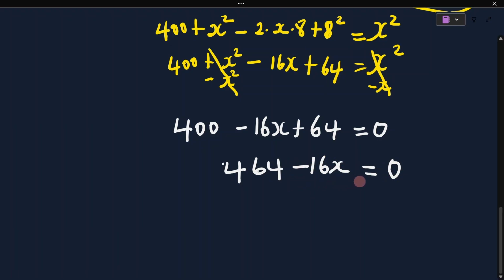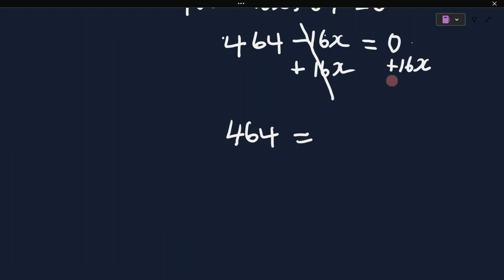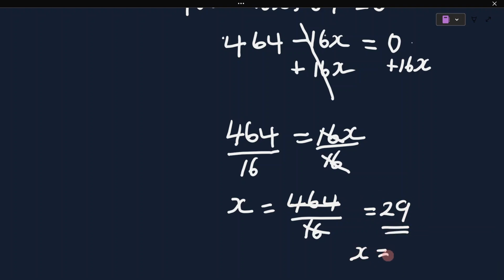So for us to get the value of our s, we add 16s to both sides of the equation, and when we do that, we have plus 16s, plus 16s. If we solve this, we cancel out, 464 is equal to, when 0 adds to 16s, we have 16s. The next thing is to divide both sides by 16, and if we divide, we have 464 divided by 16 and 16s divided by 16. This we cancel out. Our s will now be 464 divided by 16. If we divide, it will be equal to 29. Therefore, our s is equal to 29.